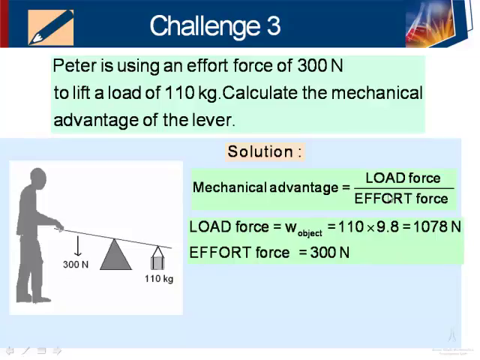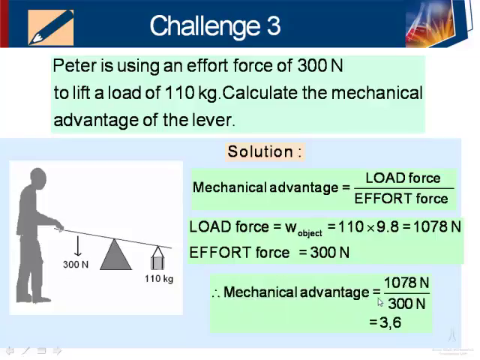And now we need to divide by the effort force. The effort force applied is 300 newtons. So therefore the mechanical advantage equals 1078 newtons, which is the load force, substituted into the equation, divided by the effort force, which is 300 newtons, and therefore we get a mechanical advantage of 3,6. Notice there is no unit since the newtons cancelled out. This is a measure of the efficiency of the system. Mechanical advantage 3,6. Please check your solution.